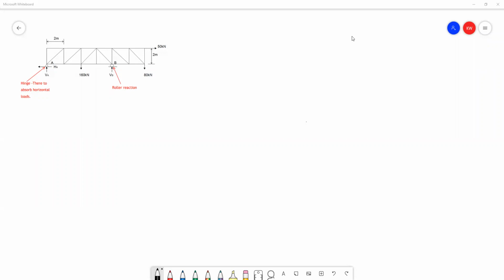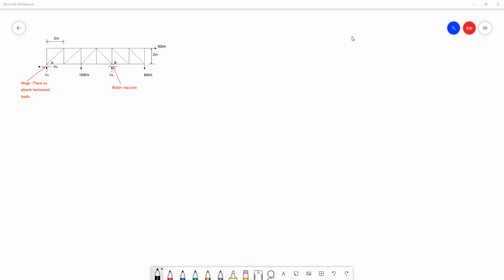In this video, we're going to look at two problems in which we calculate reaction forces. This problem appears as an example in pages 7 and 8 of the course notes, and we're looking at a bridge which has two supports in place and three forces acting upon it.